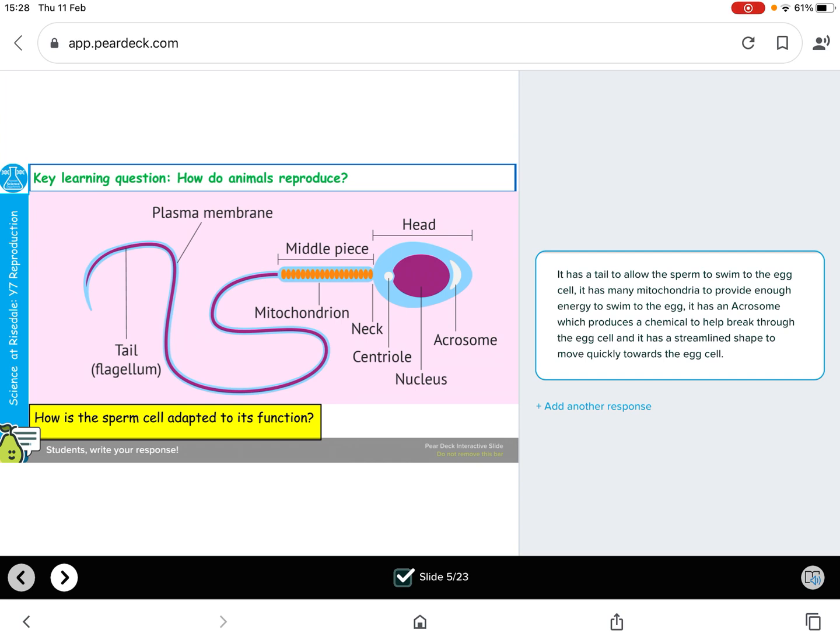At the tip of the head is a part called the acrosome, which releases chemicals that help the sperm break through the cell membrane of the egg. And overall, you can see that the sperm cell has a streamlined shape, which makes it easier for the sperm to move through the reproductive system.